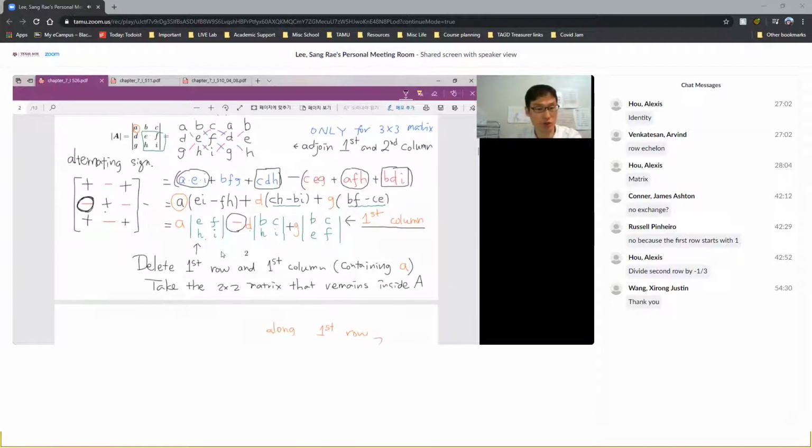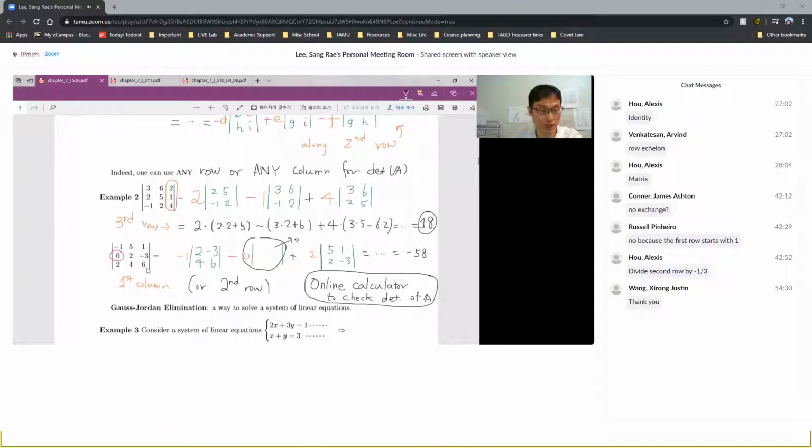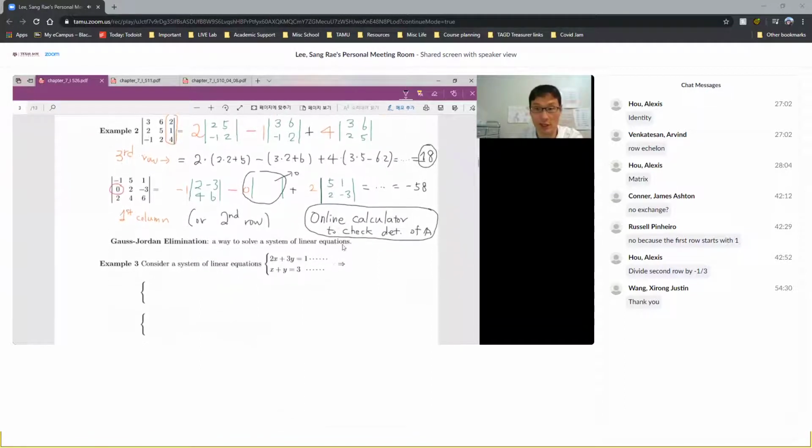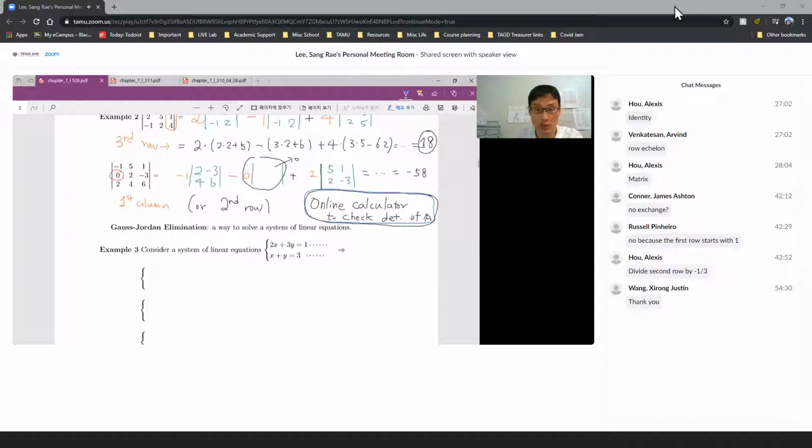And it turns out that you can use any row, any column. For example, in the last example, you see this 0. So you can use the first column or second row to make your calculation simple. Okay, and then one more quick remark is you can use an online calculator to check your calculation. So for example, you can simply Google determinant calculator.